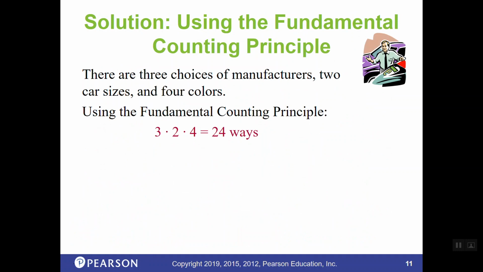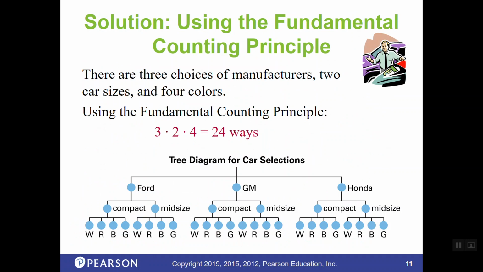To illustrate that, it's good to use a tree diagram. This is how the tree diagram will look. You go forward and ask, do you want a compact or a mid-size car? Usually Texas will go for mid-size, just saying. And after you choose that, do you want white, red, black, or green? Each one of them. So those are all the choices.